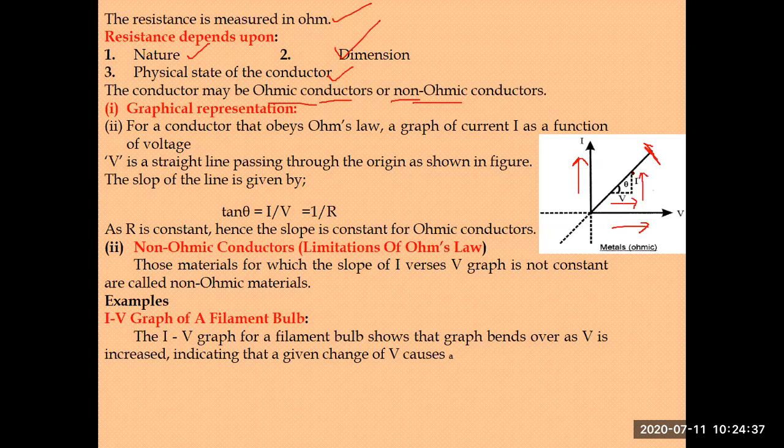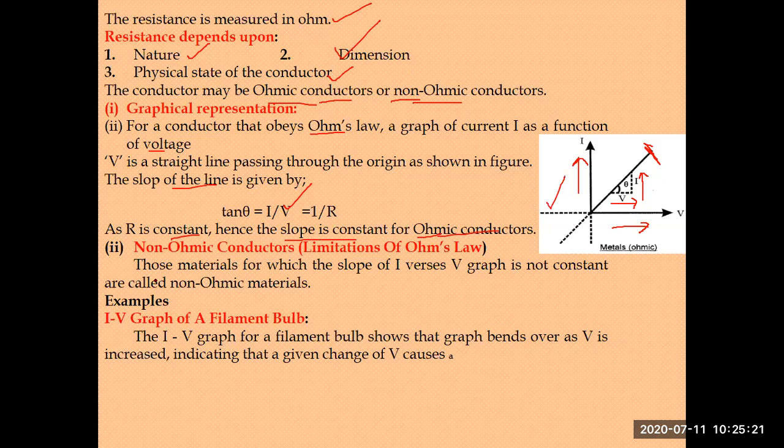So at any point, if you take the slope, and after getting the values from the slope, if you put the values, you will get tan theta, that is I over V. So for a conductor that obeys Ohm's law, the graph of current I as a function of voltage V is a straight line through the origin, as shown. As R is constant, hence the slope is constant for the ohmic type of conductor, because it's a straight line starting from the origin and moving between V and I.